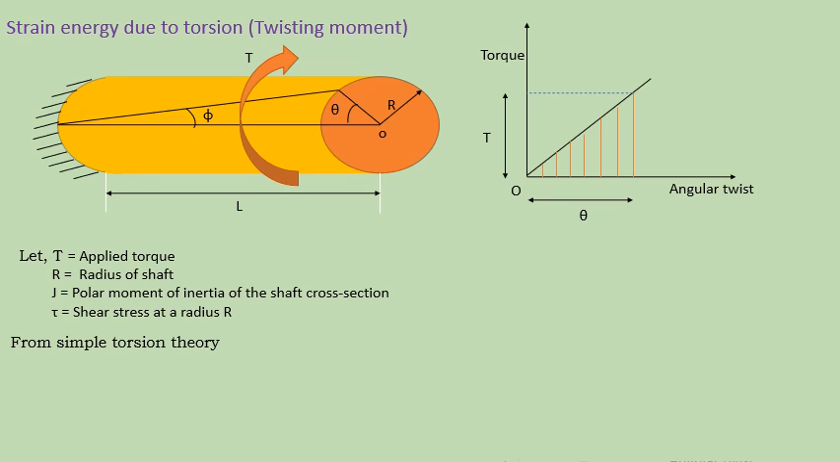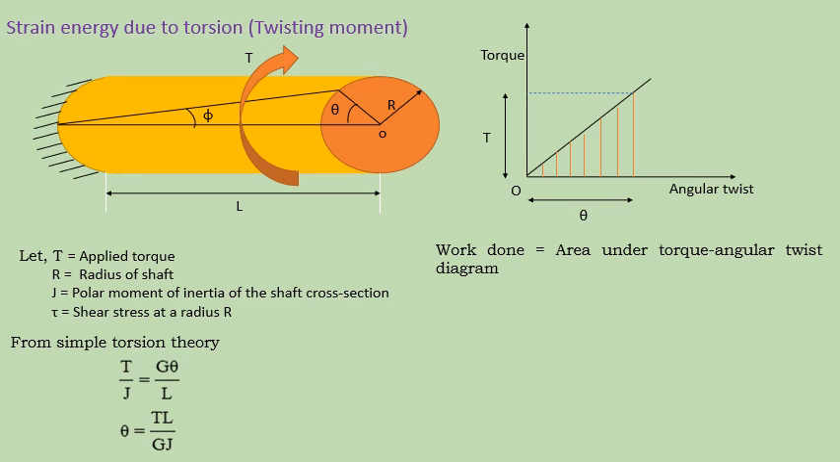So from the torsion equation, we know the second case, T by J is equal to G theta by L. We have derived this equation in module 4. So we can write theta is equal to T by J, L by G, and we know that work done is equal to the area under the torque angular twist diagram, that is half into base into height.